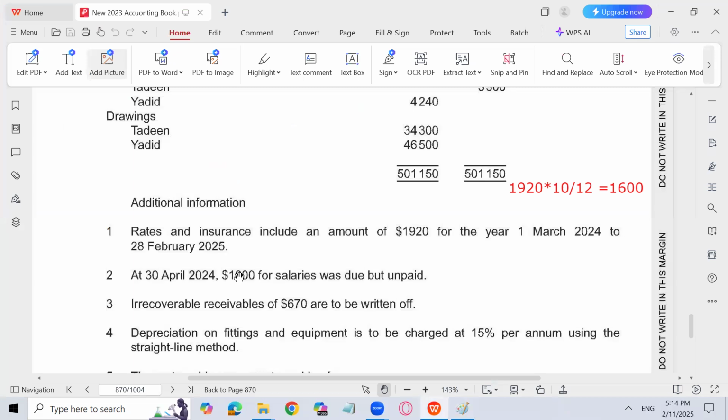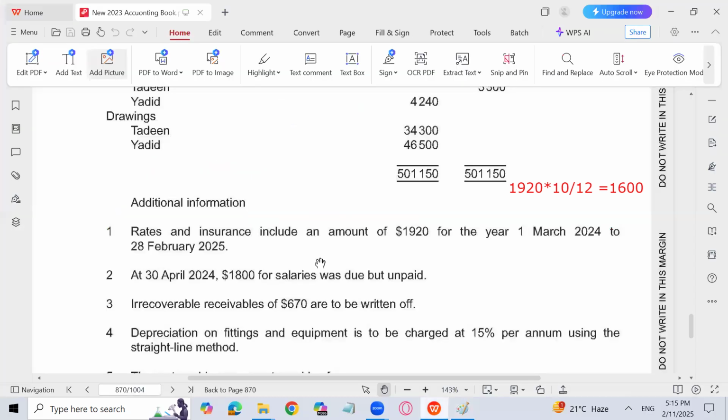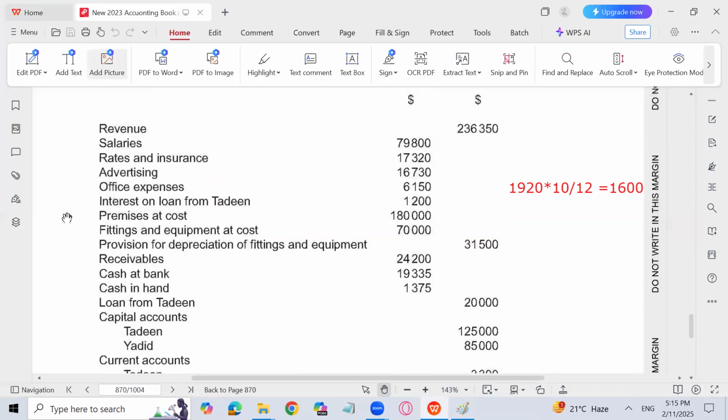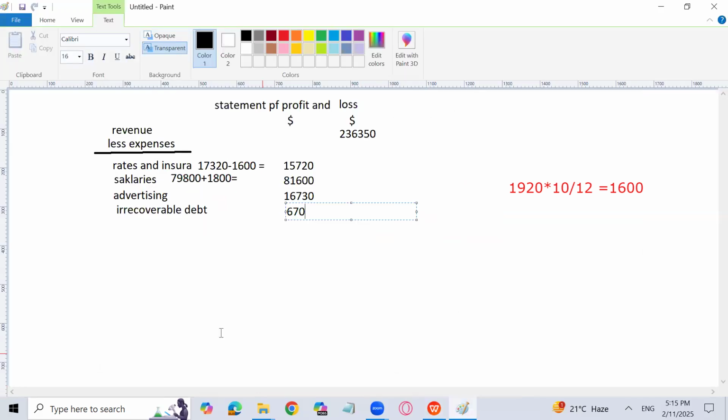Okay. Next, we have done with rates and insurance. We have done with the salaries. Bad debts, irrecoverable, we can write 670. Then there are other expenses. Advertising I have already written. Office expenses 6150. There is no adjustment regarding office expenses, so I will write it as it is, that is 6150. Okay.